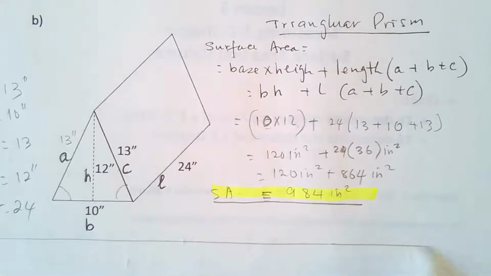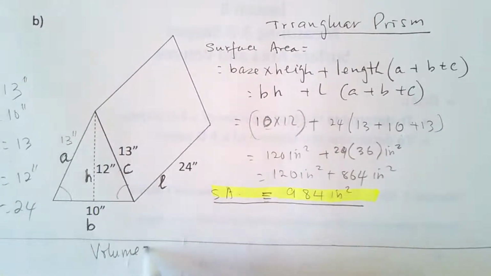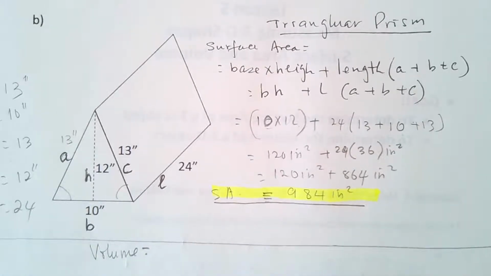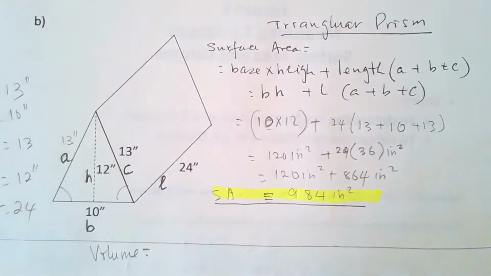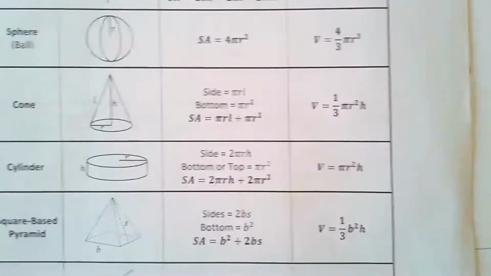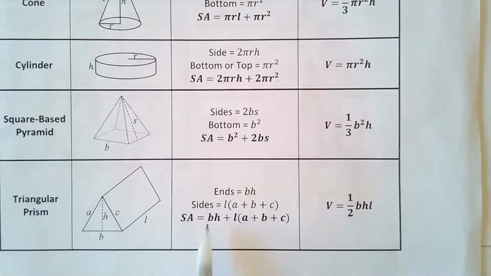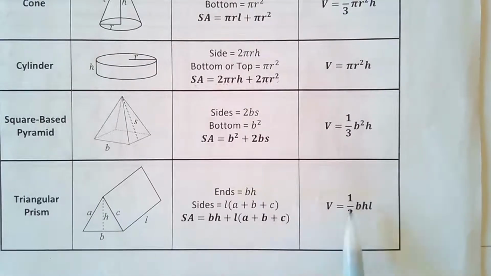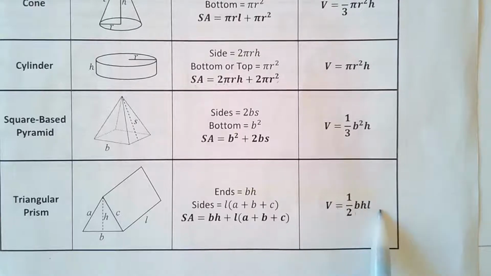Now the next part is to find the volume. Then we'll look at our formula sheet for volume. So we finished with surface area. Now we look at the volume of a triangular prism. The volume is your base times the height times the length.